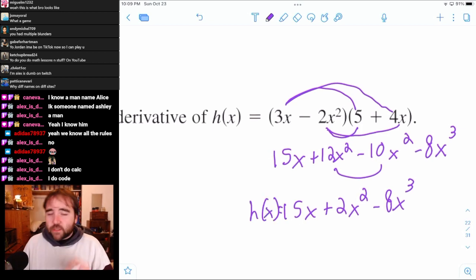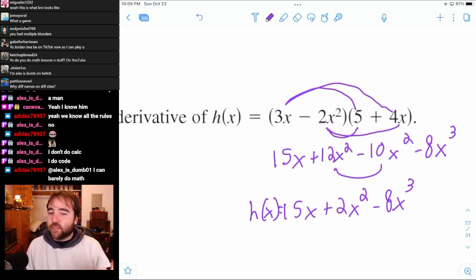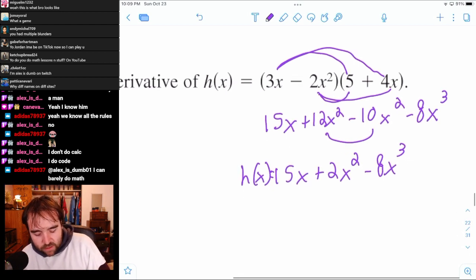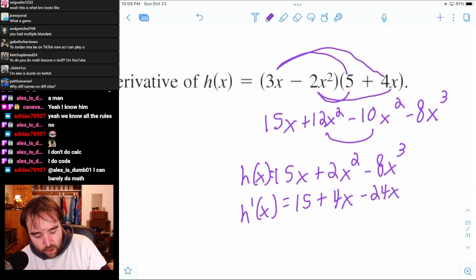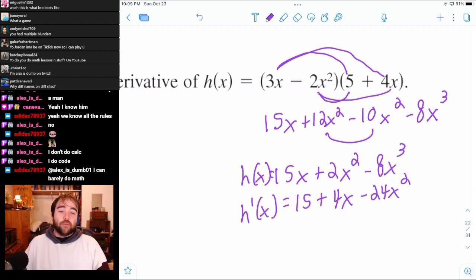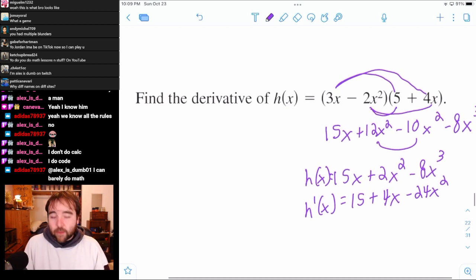And now, this is important to remember. People in calc get confused about this all the time. We didn't take the derivative yet. We just did some math, so now we're able to take the derivative. But now it's easy to take the derivative. h prime of x is 15 plus power to the front, decrease power by 1, 4x, power to the front, decrease power by 1. So that's the derivative. That's the answer. We could be done with this problem if we wanted to.